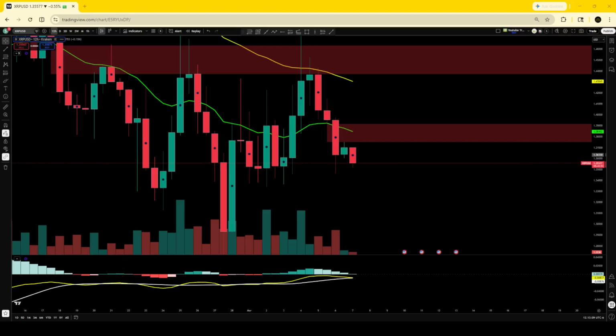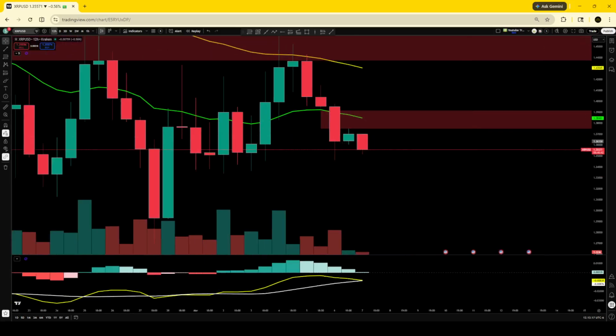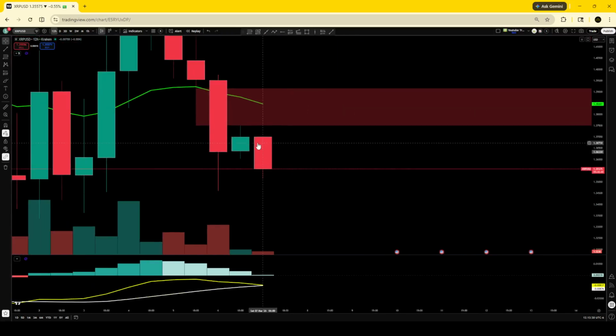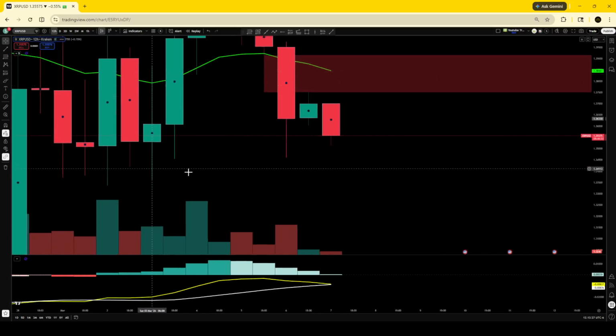Candle body versus wicks. A candlestick has two main parts, the body and the wicks. The body is right in here, and then the wicks are the little lines. You can see it better right here. Wick, wick, body. The body shows the difference between open and close. The wicks show the highest and lowest prices reached during that period.